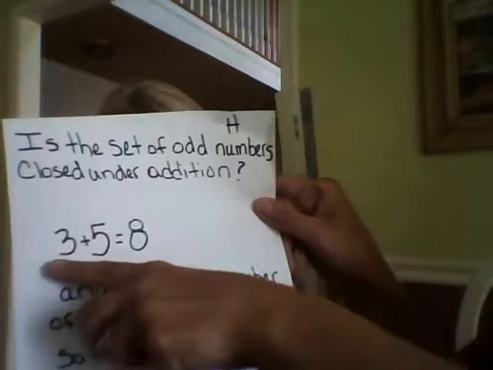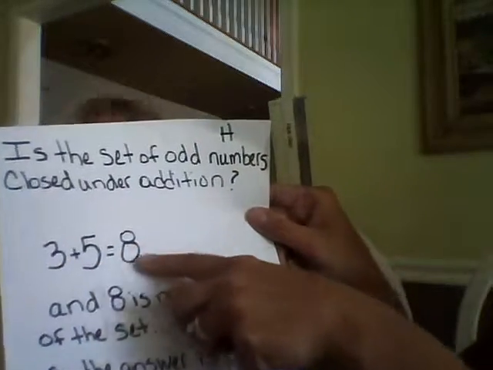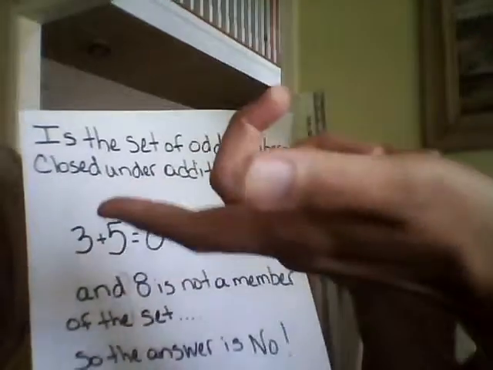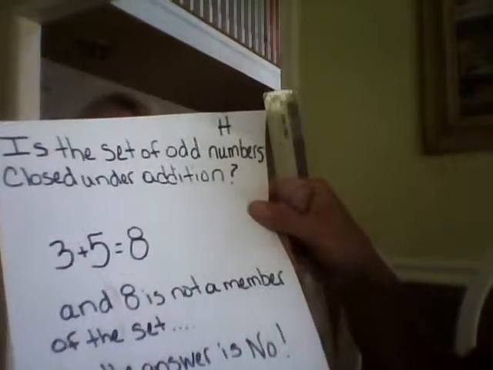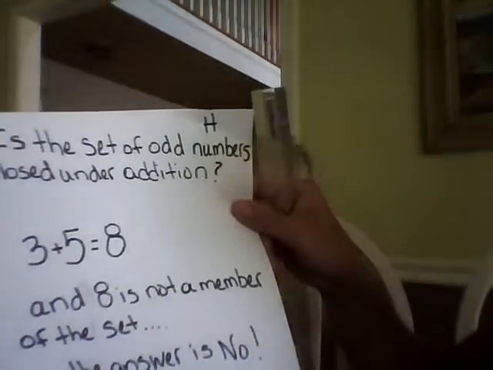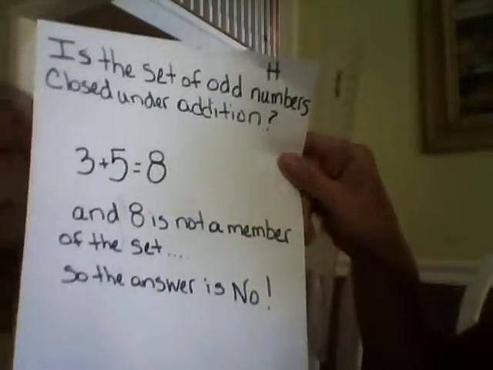Then when I did it for odd, you see I used 2 odd numbers. I went 3 plus 5 equals 8. And 8 is an even number, so the answer for H is no. Under addition, odd numbers are not closed.